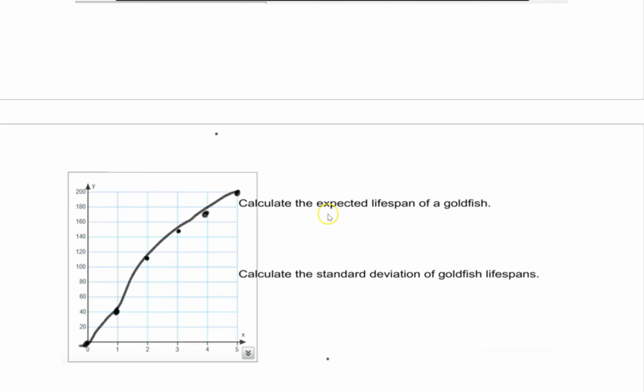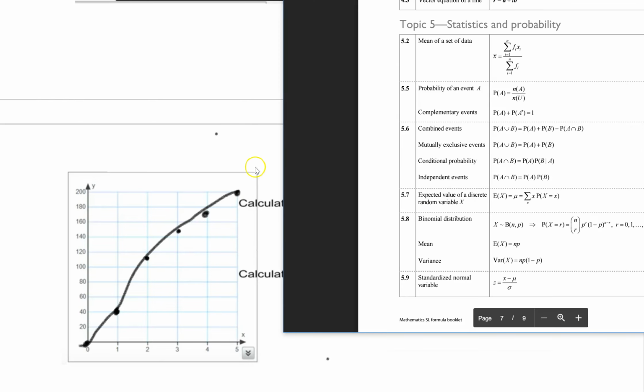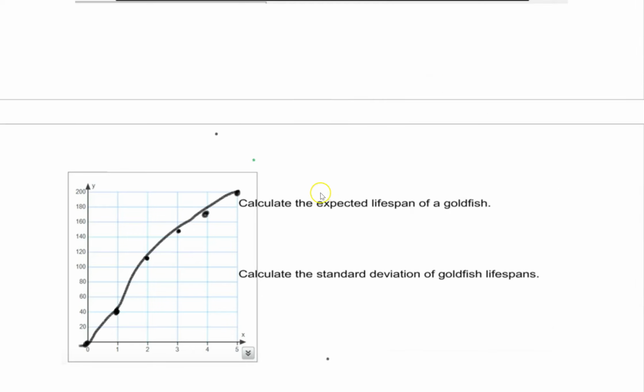Okay, next, calculate the expected lifespan of a goldfish. Now, here's the thing. People always freak out with the expected lifespan, or I should say this expected value. Now, right, if you look at your formula sheet here, everybody goes, okay, expected value is this. You gotta understand, expected value also just means mean. It means average. So it could be this. You could use this. Notice it has the either or too. It could even be this. Expected value is just the mean. So if they say expect, that's just the mean.